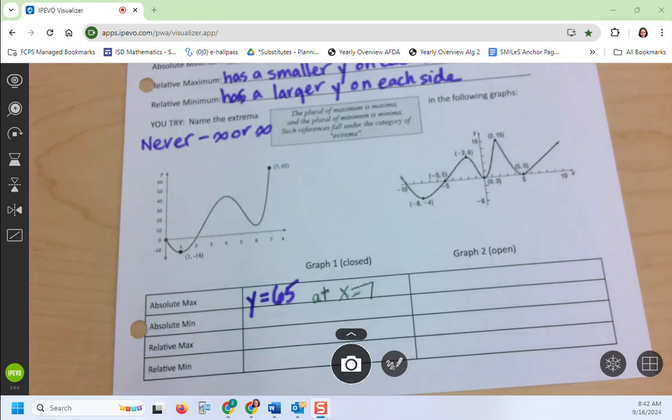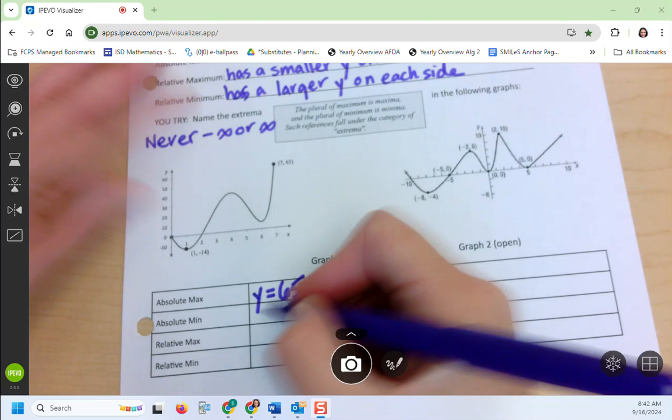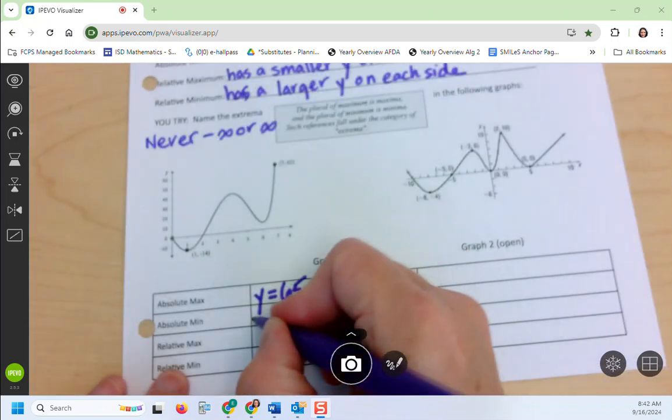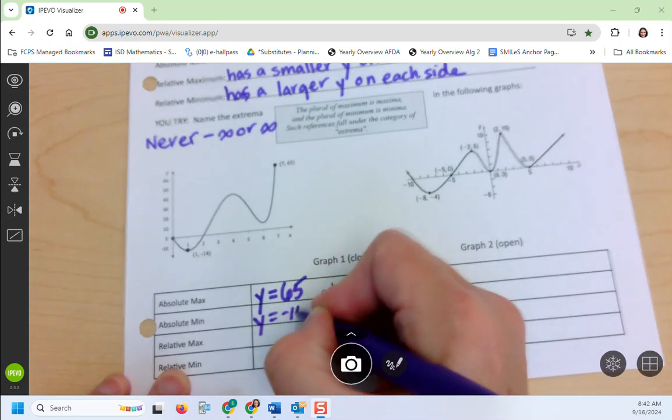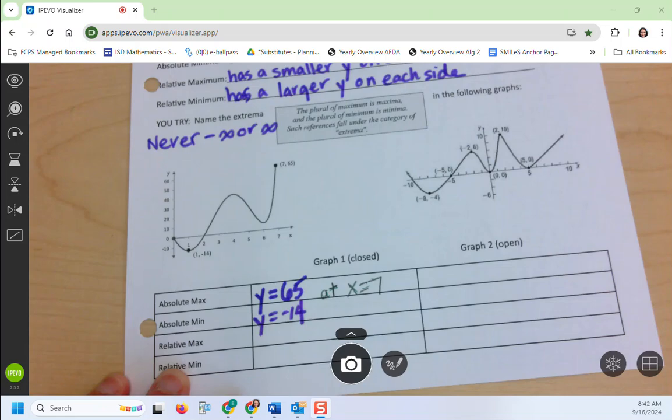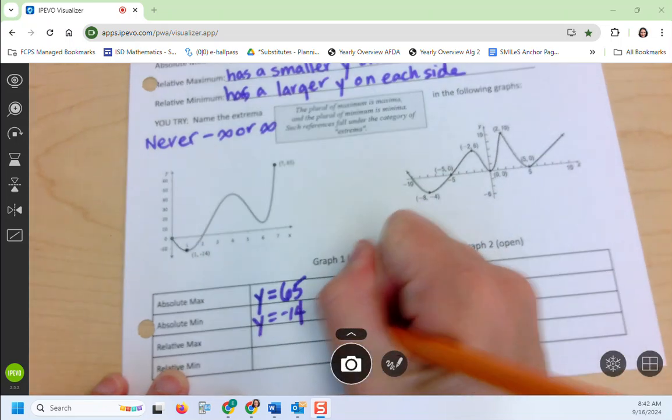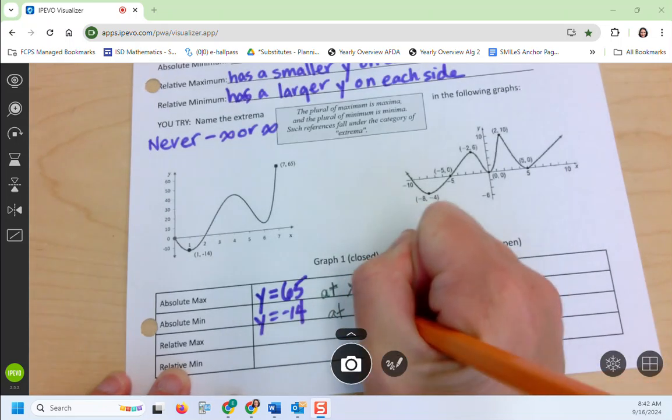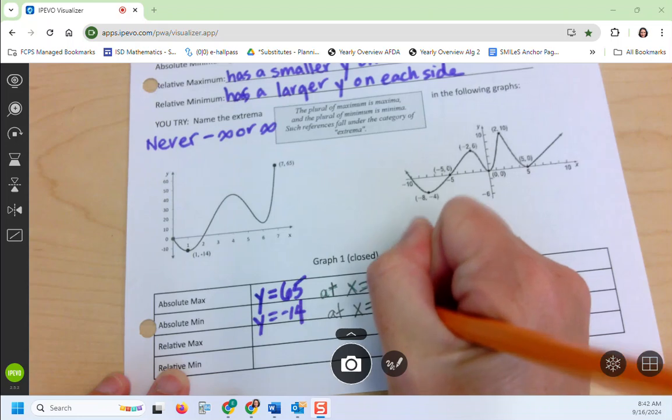All right, so Bang suggests negative 14 is the lowest point on the whole graph. Anybody agree? One person agrees? Anybody on that side of the room? Yeah? 3, 4 people agree? Yes. y equals negative 14. And then I'm going to write the location at x equals what? 1. Good.